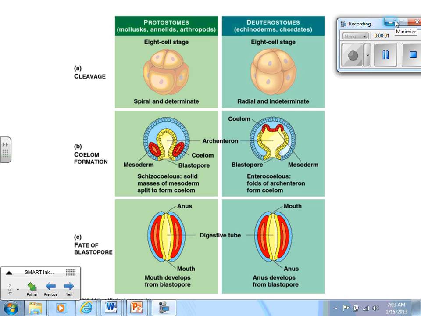All right, I'm going to start just with a review of this little slide right here. Most of the animals can be divided into protostomes or deuterostomes. Now, there's a couple that can't. We'll get to those in a minute.